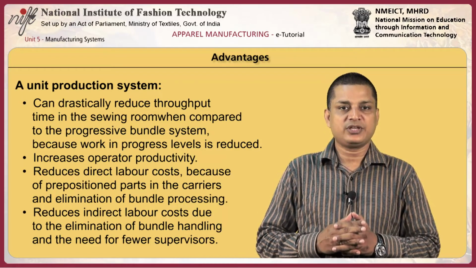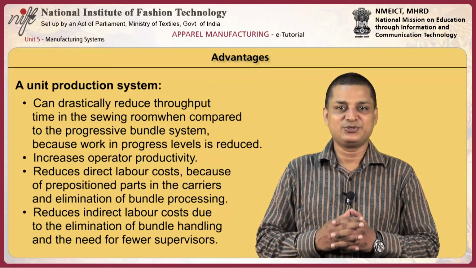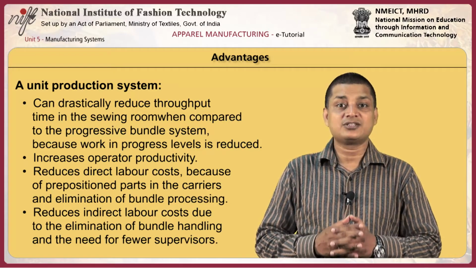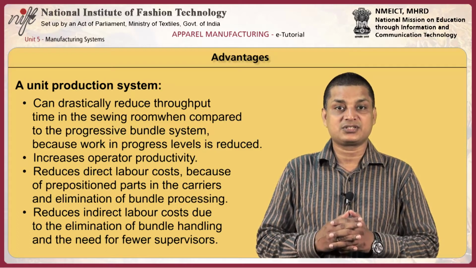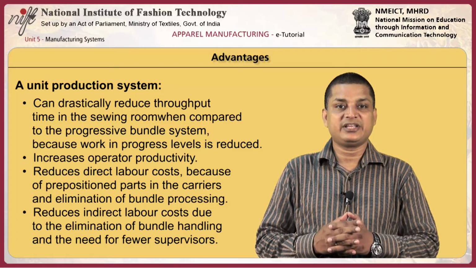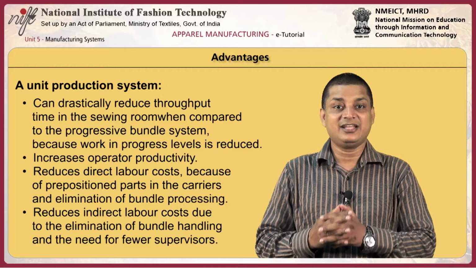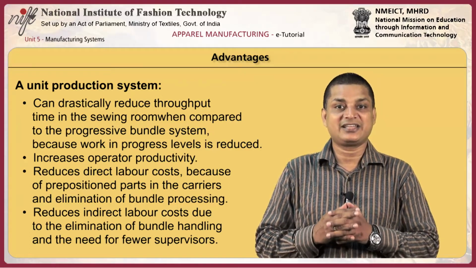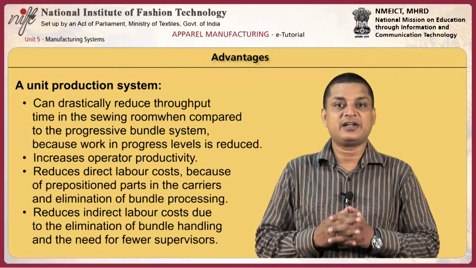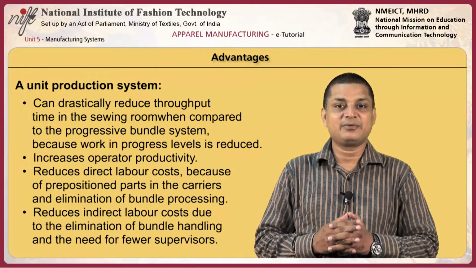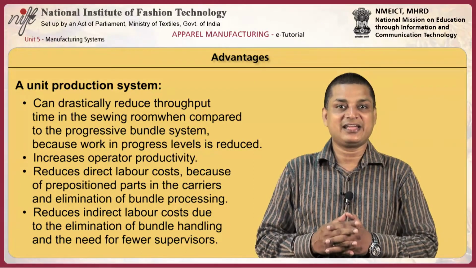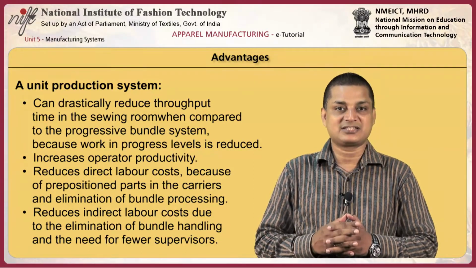Throughput time in the sewing room can be drastically reduced when compared to the progressive bundle system because work in progress level is reduced. Operator productivity increases. Direct labor costs are reduced because of pre-positioned parts in carriers and elimination of bundle processing. Indirect labor cost may be reduced by elimination of bundle handling and requiring fewer supervisors.